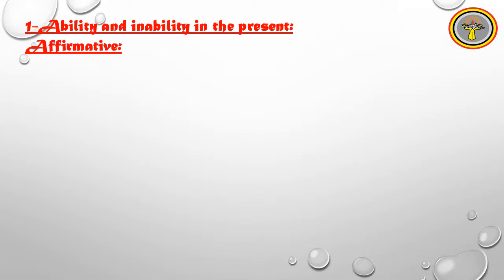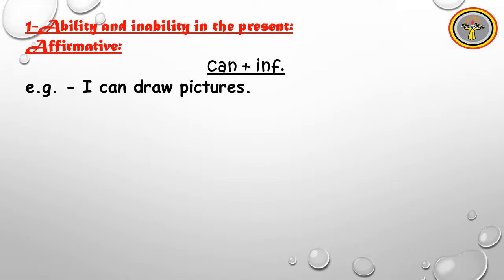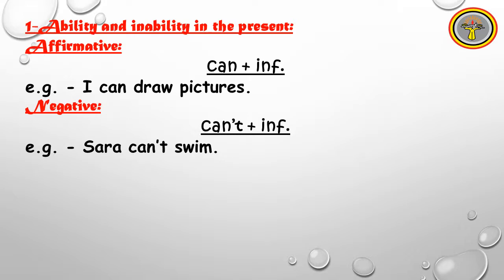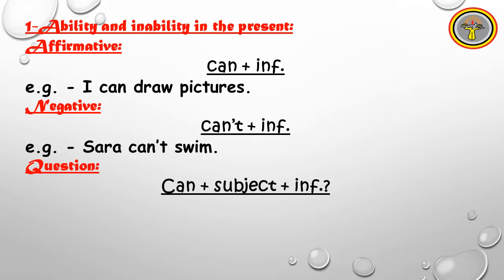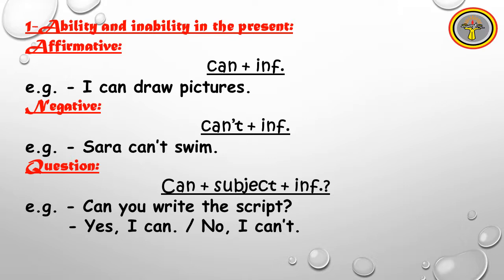And now, let's move to structure Unit 9, entitled ability and inability in the present. When we express ability and inability in the present in affirmative form, we can use can plus infinitive. For example, I can draw pictures. What about the negative form? When we use a negative form, we can use can't plus infinitive. For example, Sarah can't swim. What about the question form? We can use can plus subject plus infinitive. For example, can you write the script? When we answer, we can say yes, I can, or no, I can't.